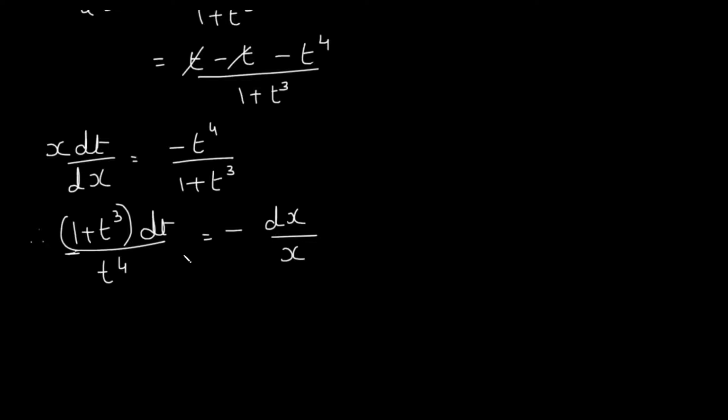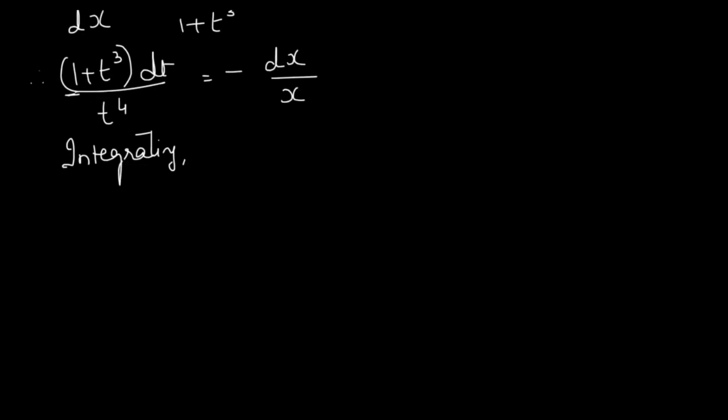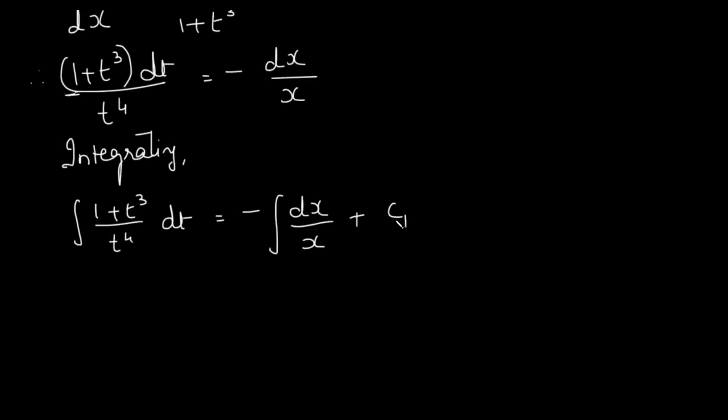Then in this case now we integrate both the sides. So integrating, we put the integral sign on the LHS and the RHS. So we get integral (1 plus t cube) upon t raised to 4 dt is equal to minus, let us put the minus sign outside, dx upon x plus c1, which is a constant in indefinite integration.